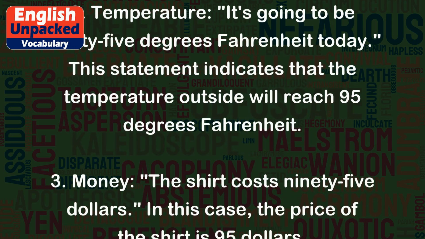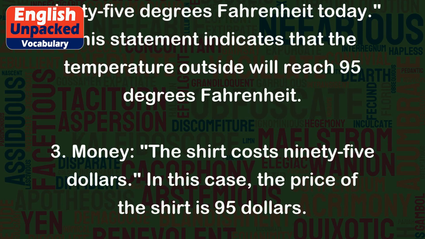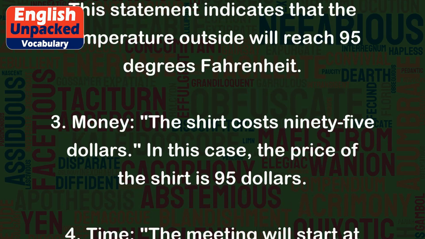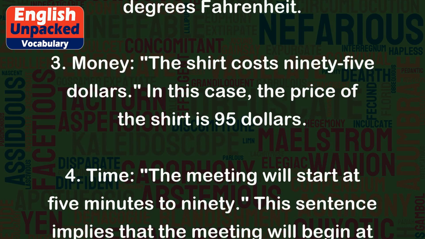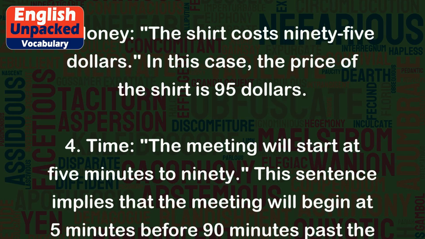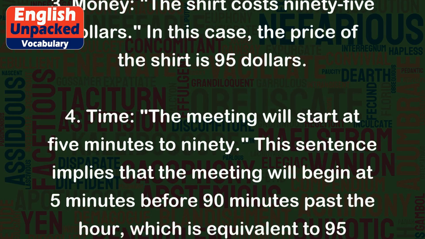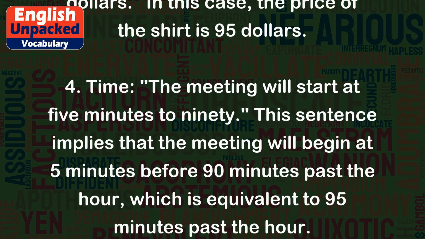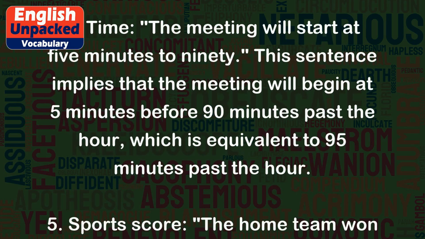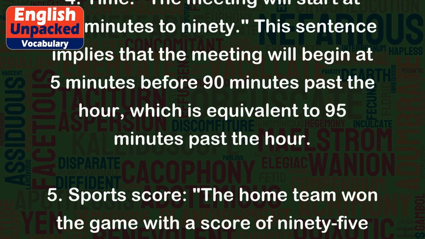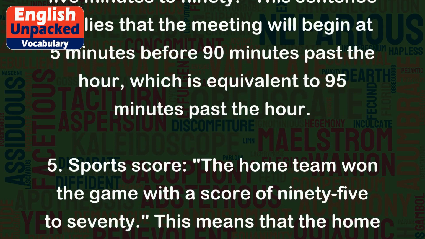3. Money. The shirt costs $95. In this case, the price of the shirt is $95. 4. Time. The meeting will start at 5 minutes to 90. This sentence implies that the meeting will begin at 5 minutes before 90 minutes past the hour, which is equivalent to 95 minutes past the hour.